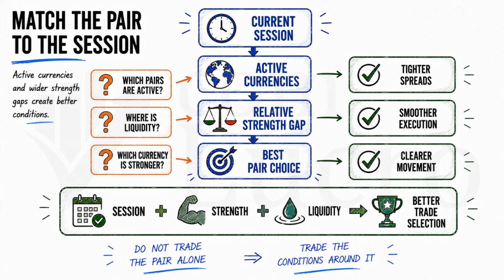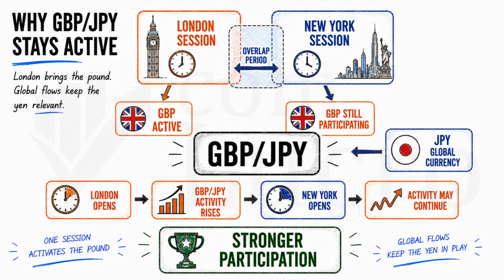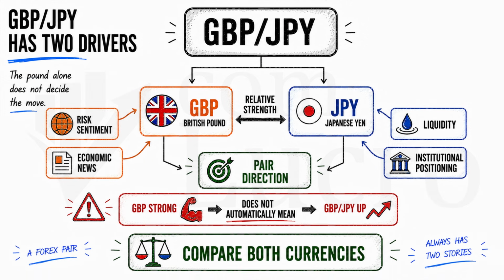Higher liquidity can produce tighter spreads, smoother execution, and more consistent price movement. For example, GBP JPY can receive significant participation during the London session because the British pound becomes active, while the Japanese yen remains an important global currency. The pair can also remain active during the New York session, particularly while London is still open. However, GBP JPY is influenced by both the pound and the yen, not by the pound alone. Its direction depends on the relationship between the two currencies, along with risk sentiment, economic news, liquidity conditions, and broader institutional positioning.